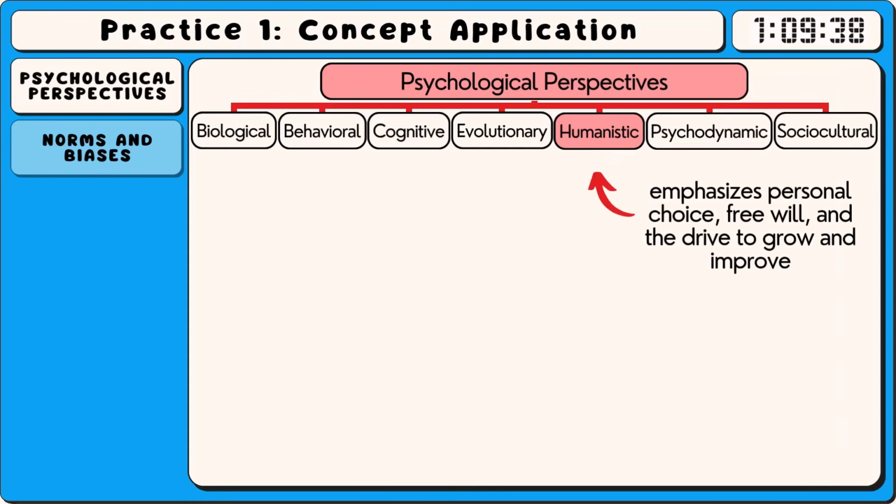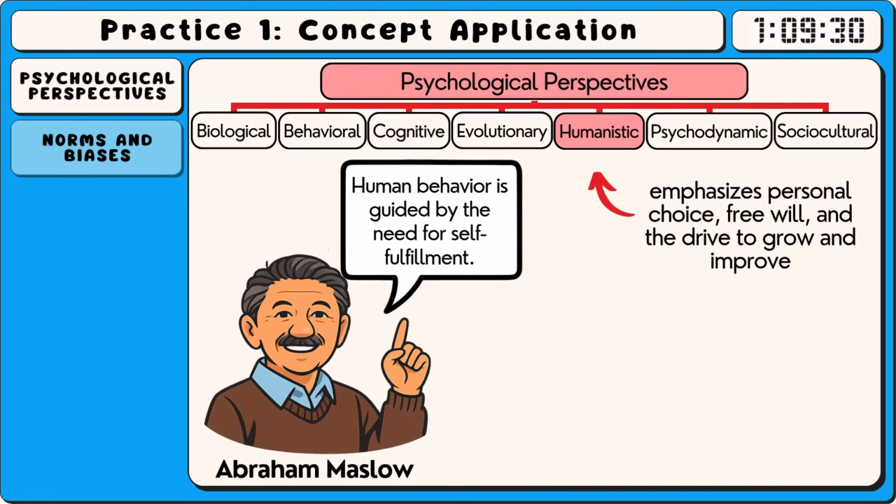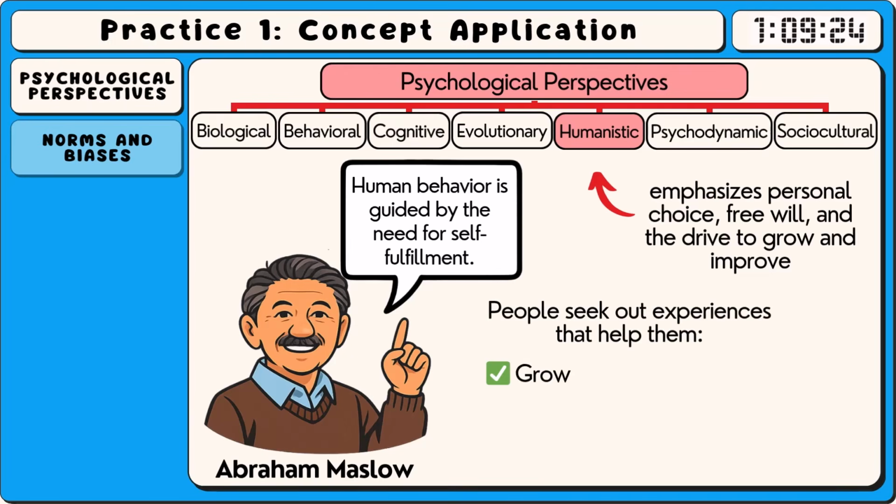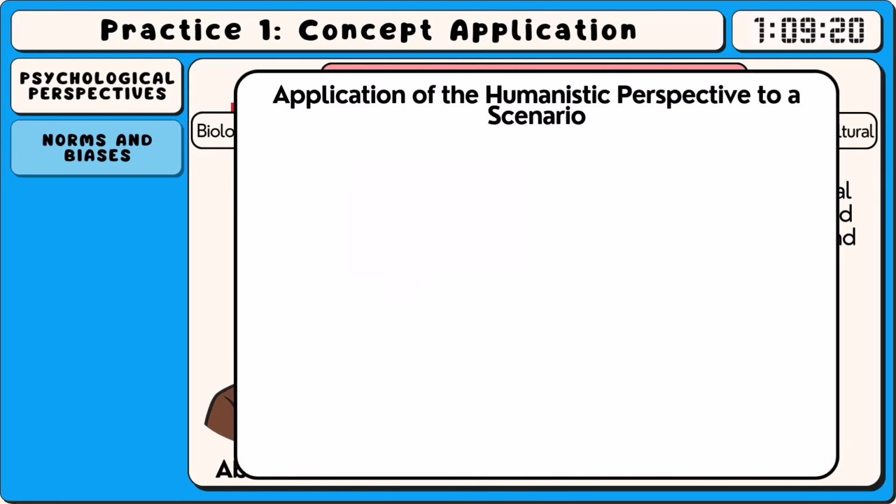This perspective explains behavior by emphasizing personal choice, free will, and the drive to grow and improve. Famously, Abraham Maslow argued that human behavior is guided by the need for self-fulfillment. People seek out experiences that help them grow, find meaning, and reach their full potential. Now, let's apply this to a scenario.